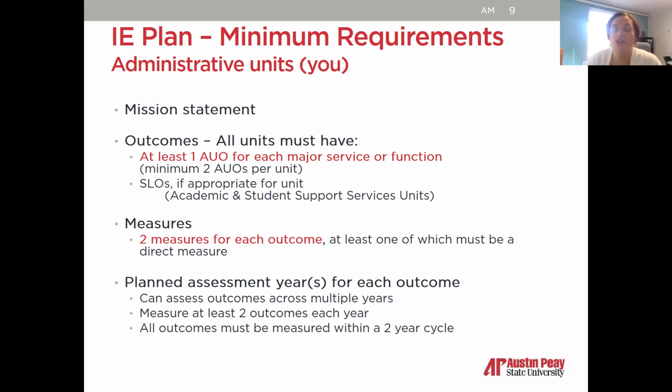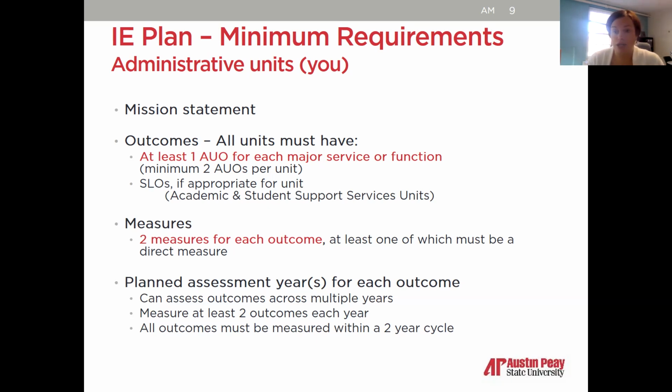So we ask that all administrative and academic and student support services units have at least one AUO for each major service or function. So for instance, in IEA, we're an administrative unit, my office, and we basically have 3 or 4 large service buckets that we work on. So we have an outcome for each of those. Gina McCullough works on QAF, so we have one related to that. Brandy works on technical stuff, so we have one related to that. And then Allie and I do a combo of different things, and we have a couple for that.